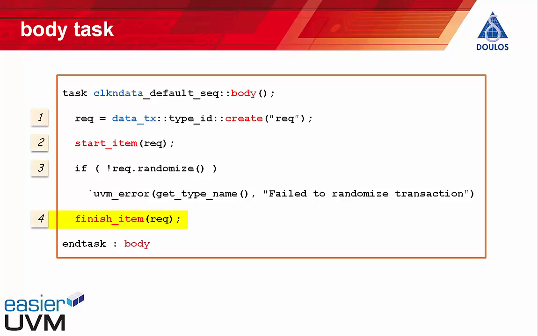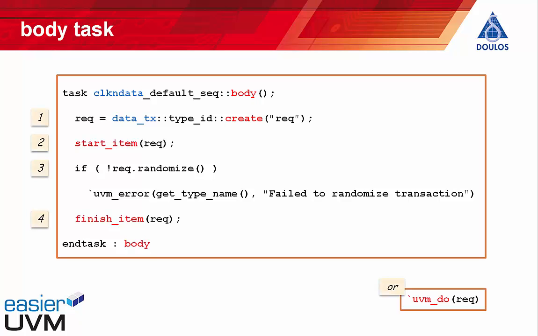Then step number 4 is for the sequence to call finish item, and finish item finishes the lifetime of that particular handshake between the sequence and the driver that's pulling down transactions from the sequence. So remember those 4 steps, 1, 2, 3 and 4. Create the transaction, call start item to tell the driver you're ready, randomize the transaction, and then release the transaction to the driver by calling finish item.